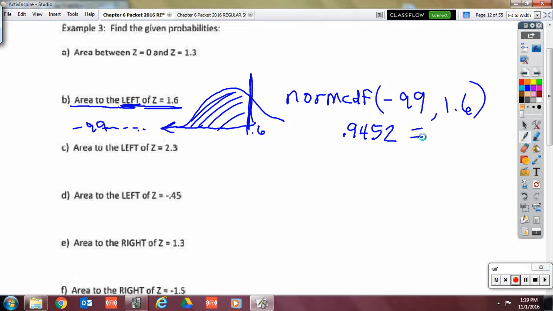Okay, that means I'm going to have you turn these into percentages, because that puts it into stuff that makes sense, real world things. This is 94.52% of the data. So 94.52% of the data is below that point.